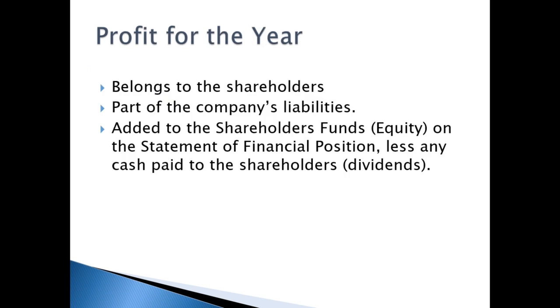The profit for the year belongs to the shareholders, and therefore it is part of the company's liabilities. The company owes the money to the shareholders. It is added to the equity or shareholders' funds on the Statement of Financial Position, minus any cash that has been paid to the shareholders as dividends.